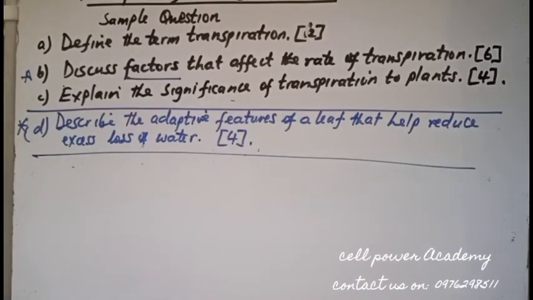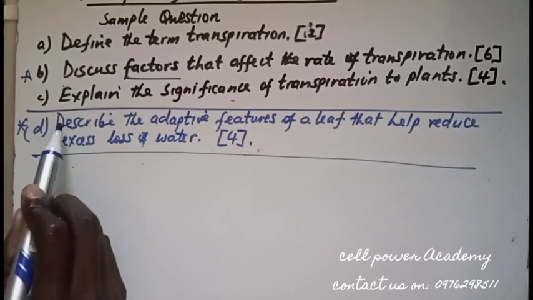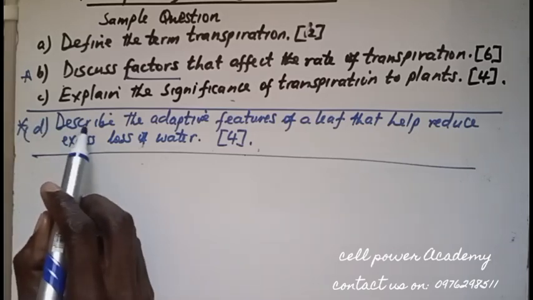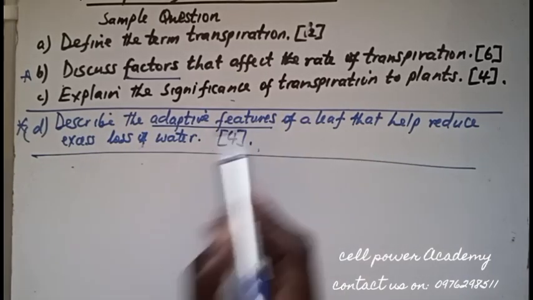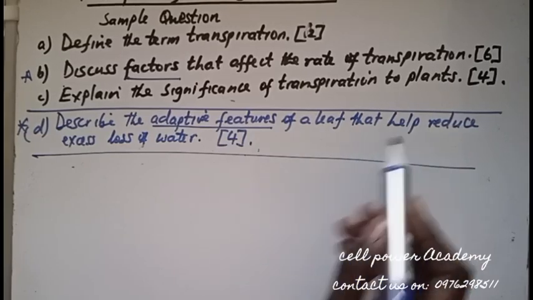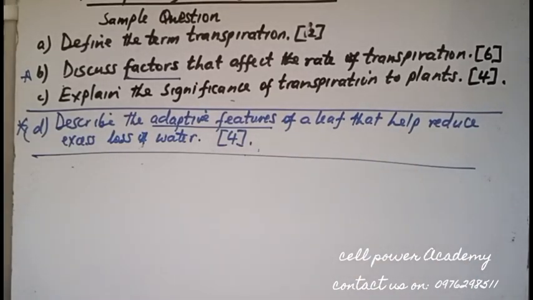So in this segment, we continue as we try to look at plant transport and storage in plants, and I'm discussing the last question there. Describe the adaptive features of a leaf that helps reduce excess loss of water.